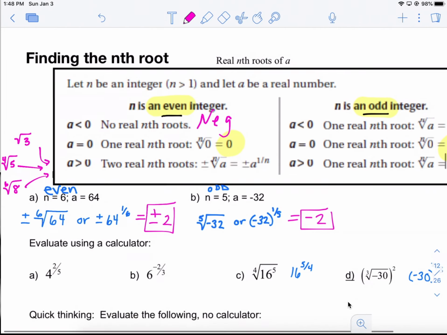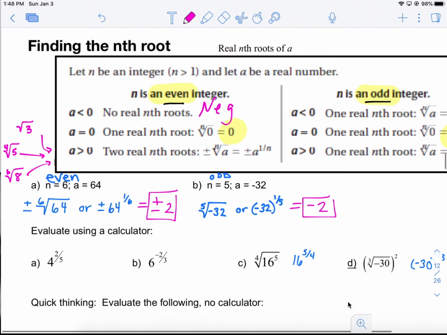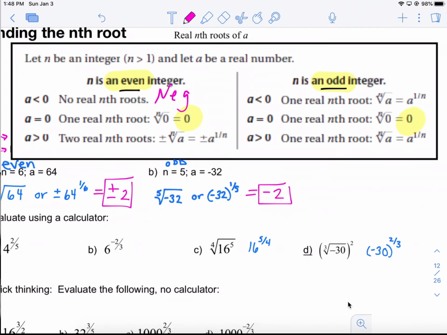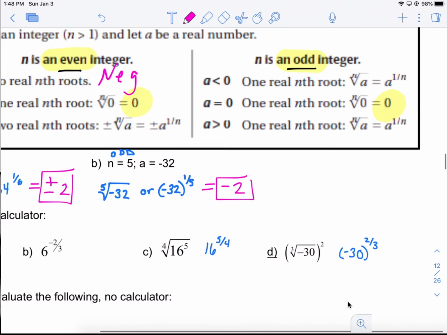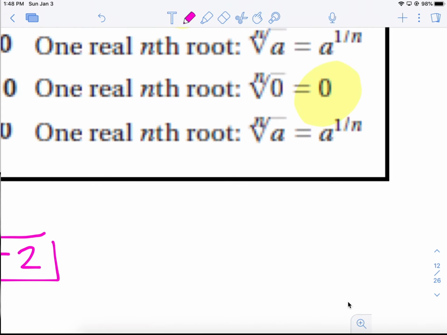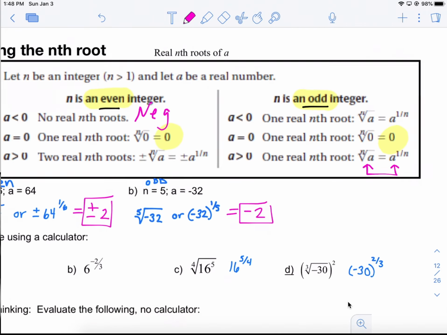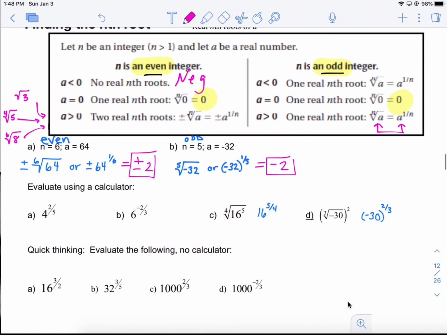Doesn't matter what's in the radical. All that matters is if your index, like that little number before your radical, is an even number, you have to use plus or minus, okay? If it's not, then whatever you have just gets to match, okay? And I'll show you 2 examples of that in just a second, okay? So let's talk about A.